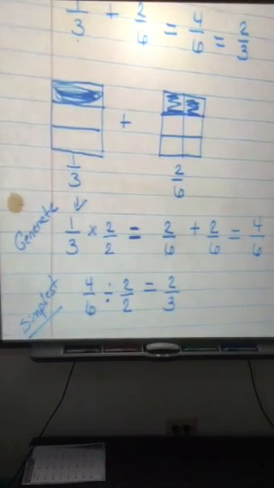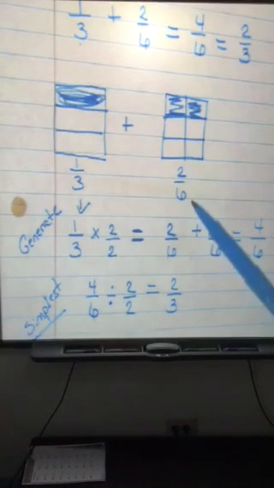Okay? Simplest form. And that's how you add fractions with unlike denominators.